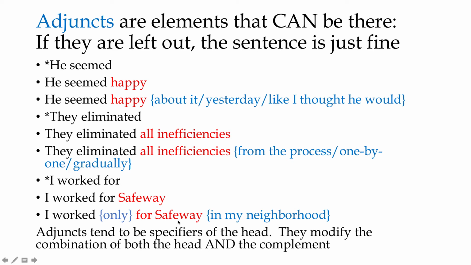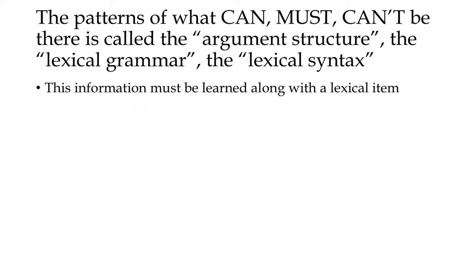Adjuncts then tend to be the specifiers of the head. They tend to modify both the head and the complement. That's that combination. They're in that one-step-removed spot on the mobile. So these patterns, what can appear, what must appear, what can't appear, this is all called the argument structure of a lexical item. Sometimes this is called the lexical grammar, sometimes the lexical syntax.